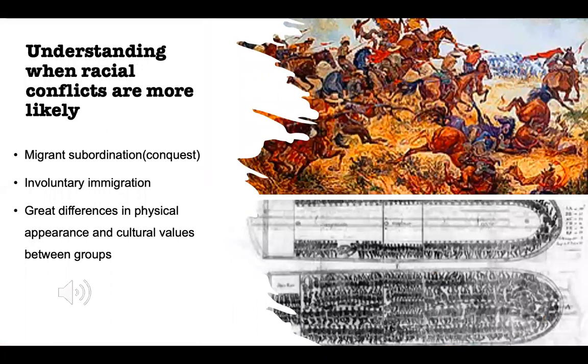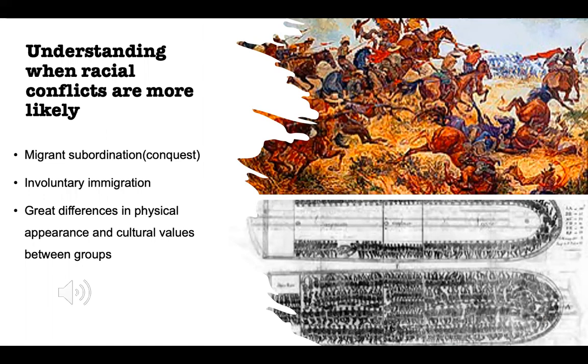Understanding when racial conflicts are more likely. Migrant subordination, also known as conquest. Involuntary immigration, such as the slave trade. In these two examples, we do see a lot of racial conflicts today with groups who have been conquered and within groups who have been enslaved.